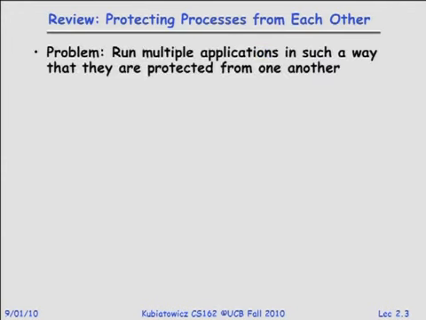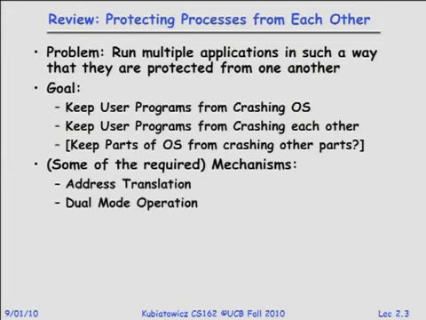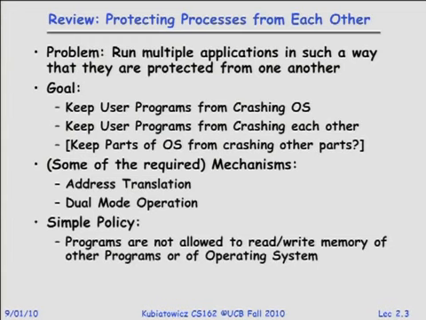The goal was to prevent user programs from crashing the operating system and from crashing each other. Later at the end of the lecture, I'll even show you how we could use these same mechanisms to prevent parts of the OS from crashing other parts of the OS. The mechanisms are address translation and dual mode operation. We didn't talk about dual mode operation, which I'm going to want to do, but let's first remember exactly what address translation was.